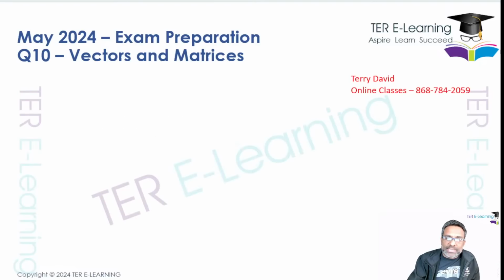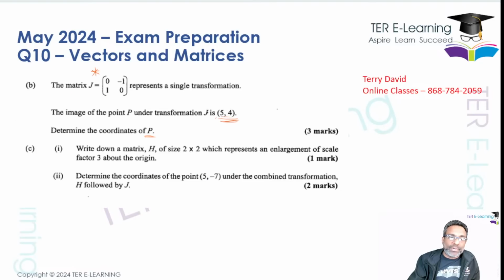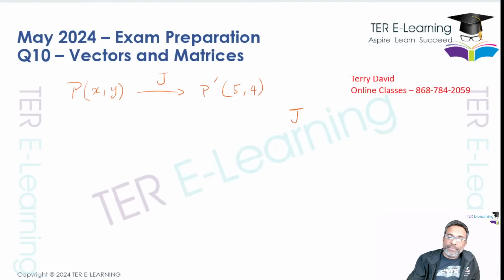So what I want you to understand is this. You have a point P. We don't know what the coordinates of this point P are. Now P undergoes a transformation, and normally our convention is we call this P prime. And our image, they told us in the question, is 5, 4. That's the image after the transformation. This transformation is given by something called G, and G is equal to 0 minus 1, 1, 0. That's the matrix.